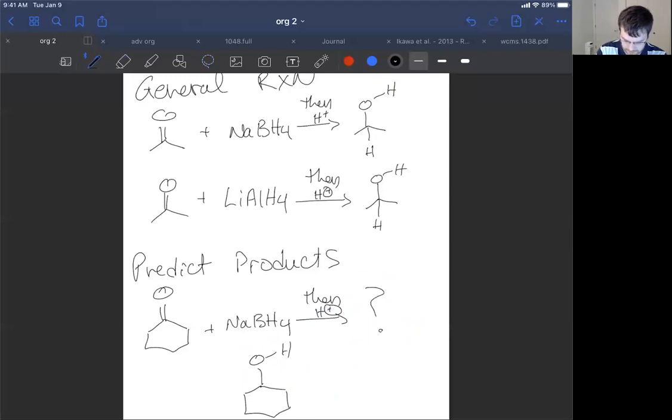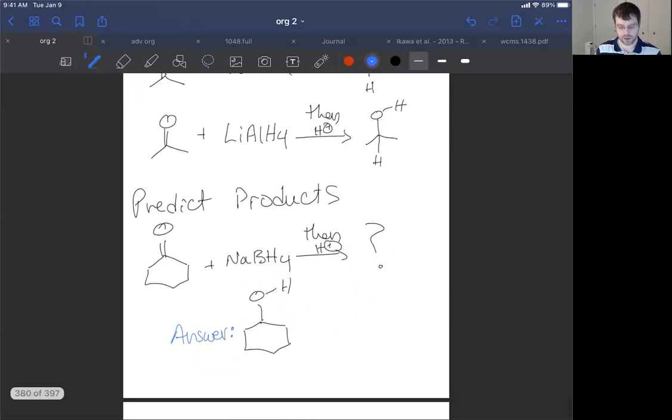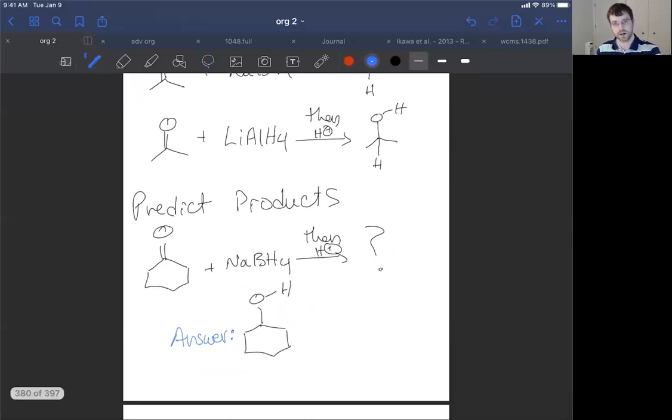Okay, the answer would be this structure down here. You're doing the opposite of the carbonyl oxidation, or the alcohol oxidation. This is the opposite process. We can go from the alcohol to the carbonyl using an oxidation process with something like the Swern oxidation. We can go from the carbonyl back to the alcohol with this reduction process.